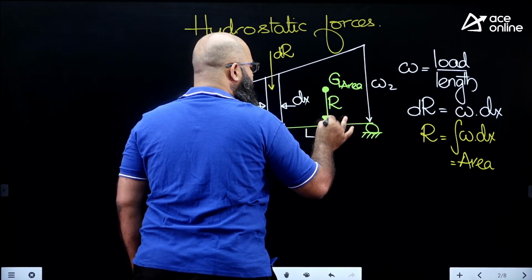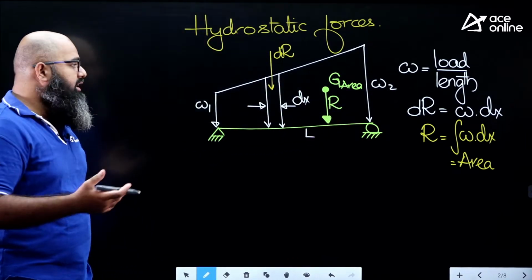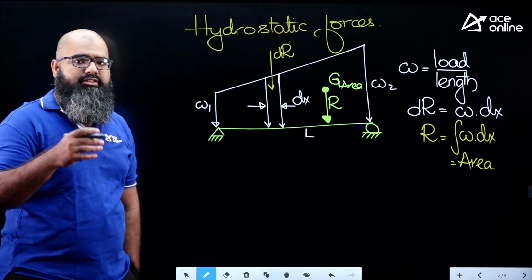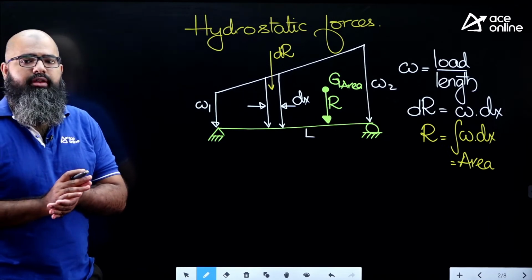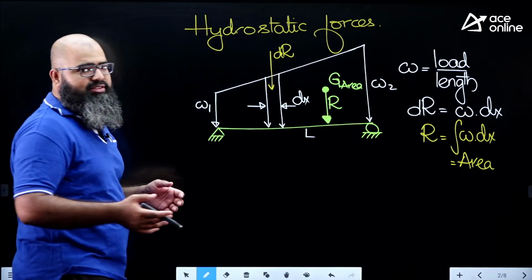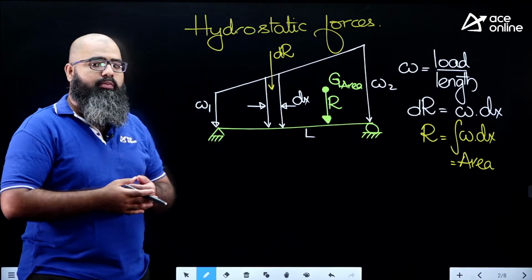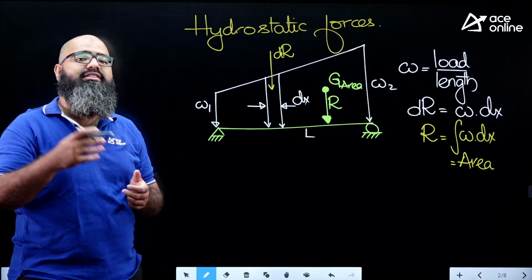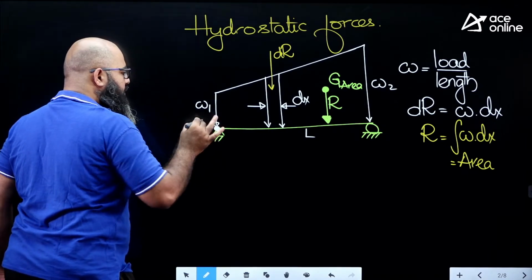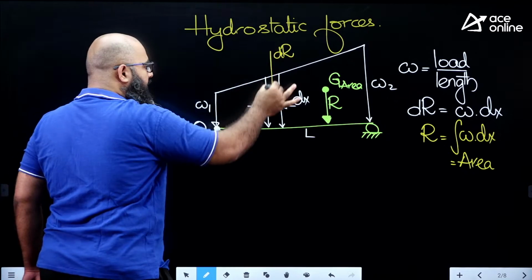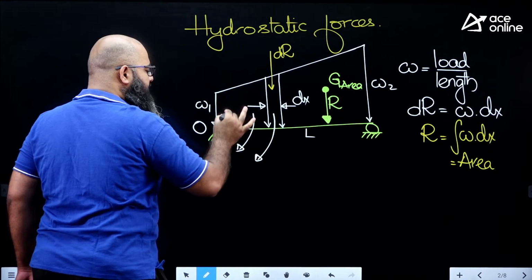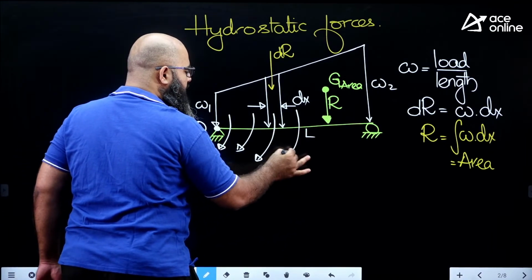Now, if I ask you how you got this idea that the net force passes through the centroid of this area, the logic is very simple. In mechanics, you must have come across a concept known as Varignon's theorem. What does Varignon's theorem say? Varignon's theorem says that when you have a set of forces creating a moment about a particular point, their resultant is also supposed to create the same moment. For example, let us say I choose this point over here as some point O. Then this dF is creating some moment about point O.